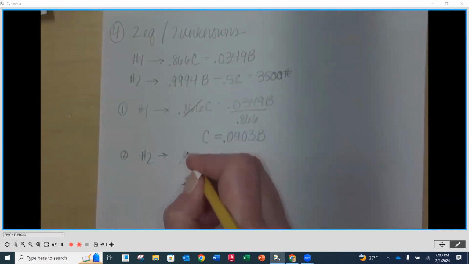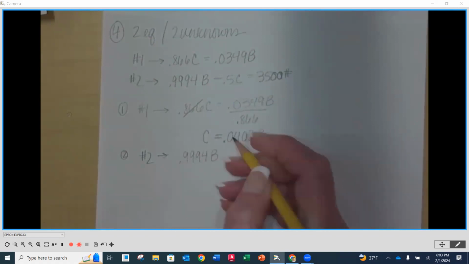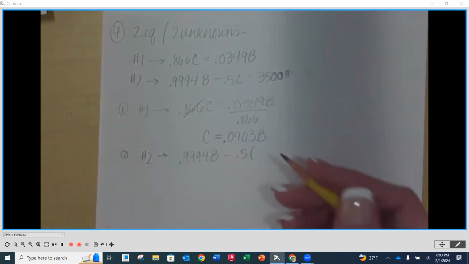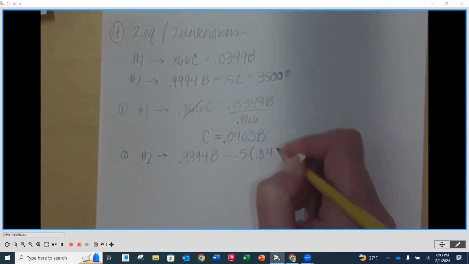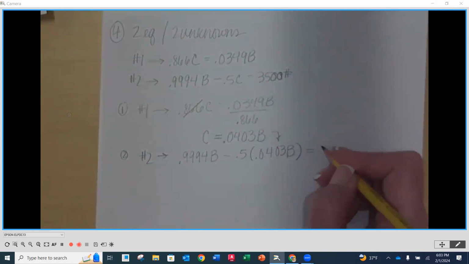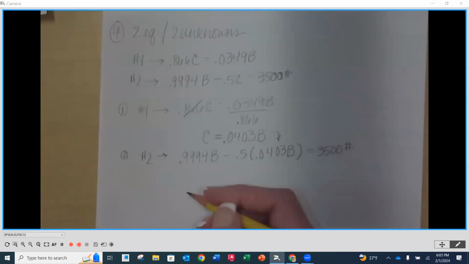So 0.9994B minus 0.5 times, now, instead of writing C here, I'm going to write 0.0403B, because that's what C is equal to. And then I'm going to set that equal to 3,500 pounds. So now I can multiply this out, right? And then I can combine my B's, because notice I only have one unknown variable here.